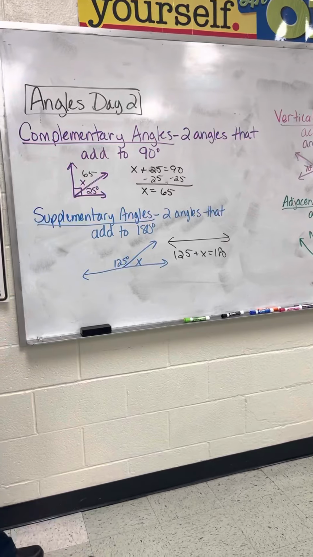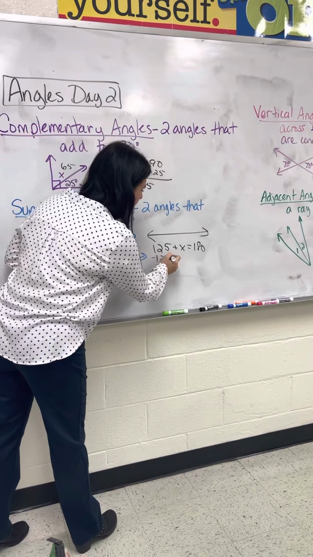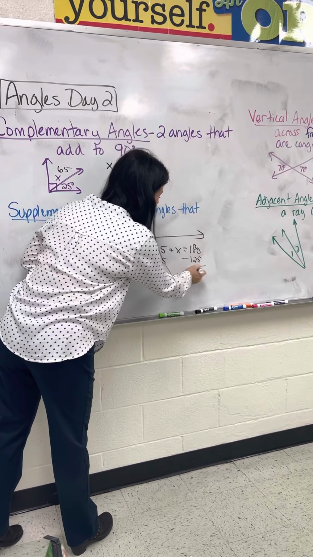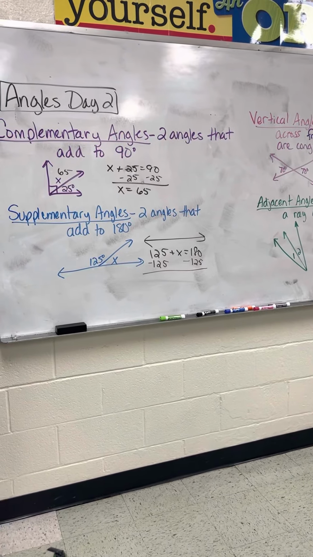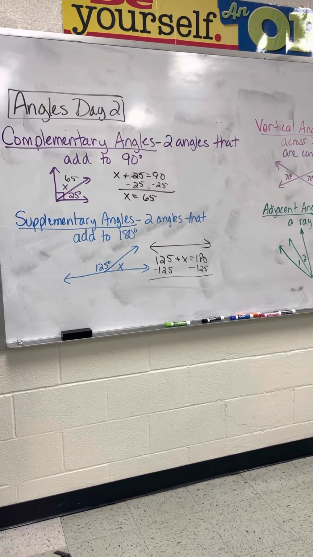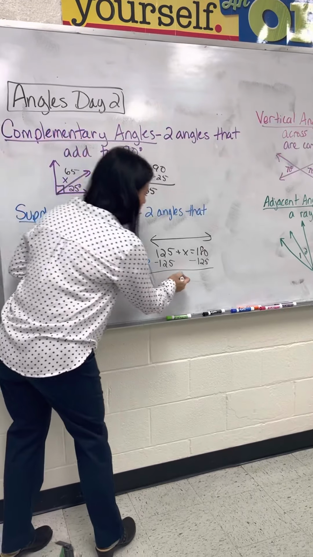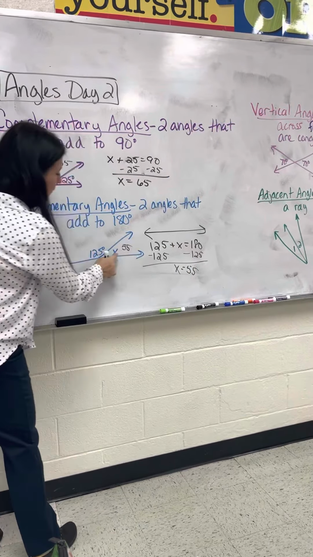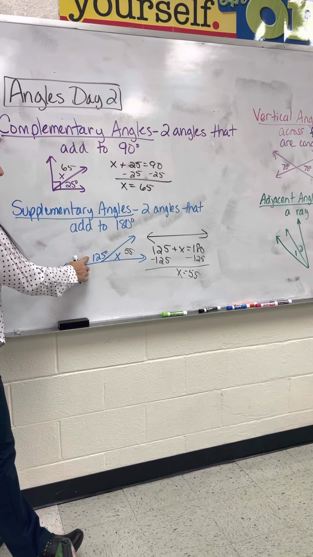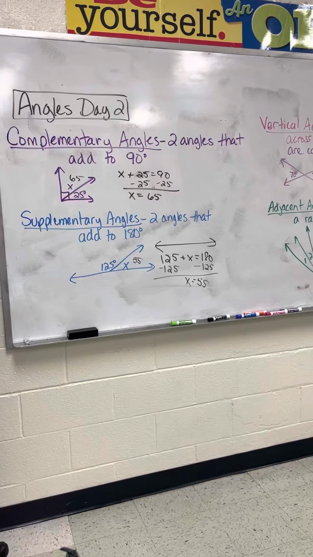Similar idea when you're solving a 1-step equation. We're going to subtract the 125 from both sides. And then what does that give me for that x value? Anybody be able to do that in your head? 55. X is 55. So this angle is 55 degrees. This angle is 125 degrees. Because they both add up to 180, they are called supplementary.